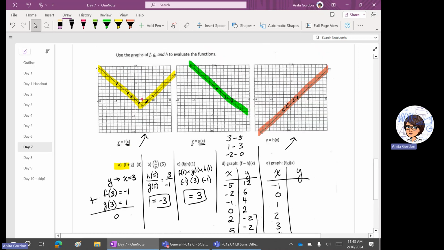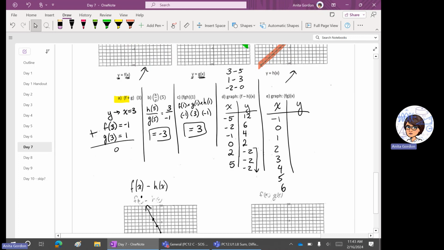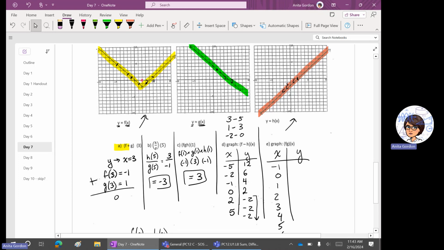The reason I'm doing this is because f and g are both kind of sort of linear, but not really, because f is a V shape. So I'm expecting a polynomial here. It's not going to be a straight line. It's going to be some kind of a curve. So I want to make sure that I'm plotting points close together to see what the shape of that curve is going to be.